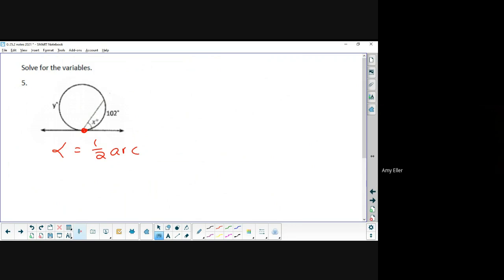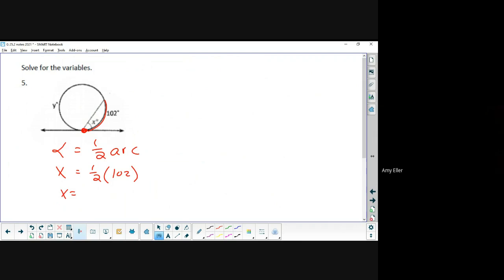These are formulas I won't give you for a quiz. Let's fill in what we know. The angle is X. The arc is 102. Think about that math without a calculator. Half of 102.